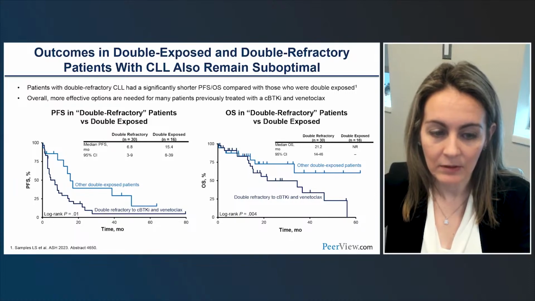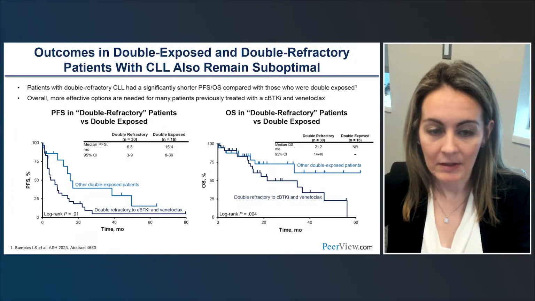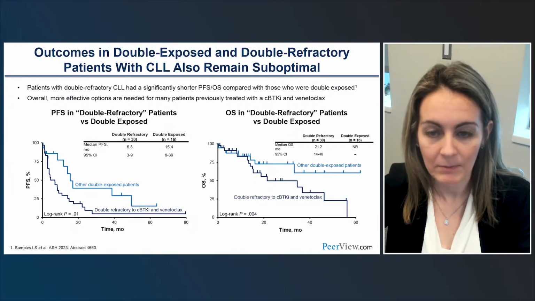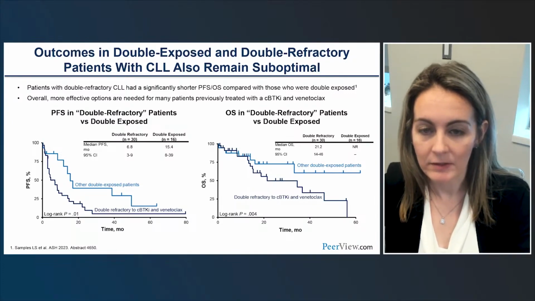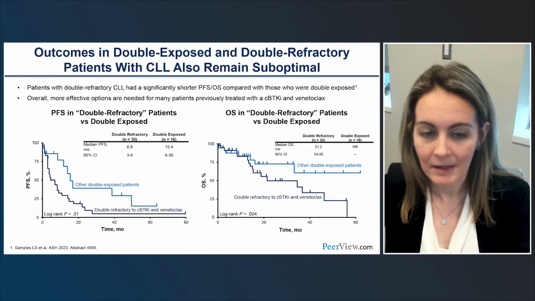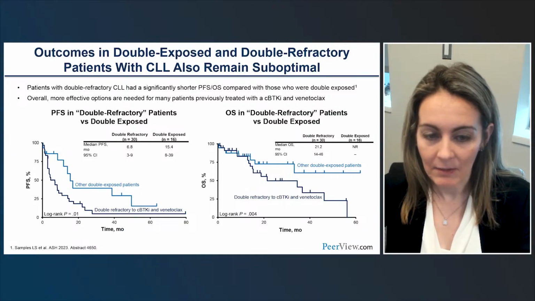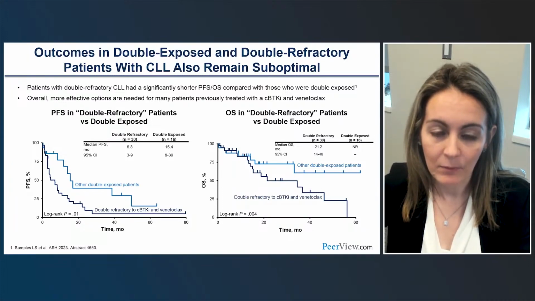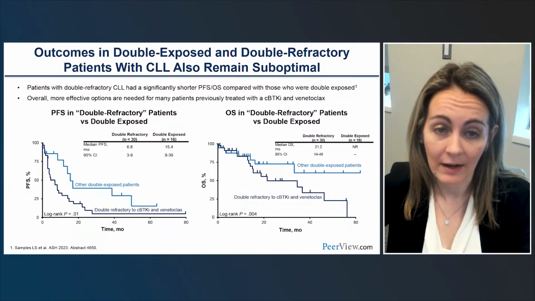So for example, double refractory patients, you can see at the bottom left, had a median progression-free survival of 6.8 months versus double exposed patients who had a median progression-free survival of 15.4 months. And then you see the overall survival on the right. This really highlights an unmet medical need at the time of this publication for patients who received both a covalent BTK inhibitor and venetoclax, particularly the double refractory patients.